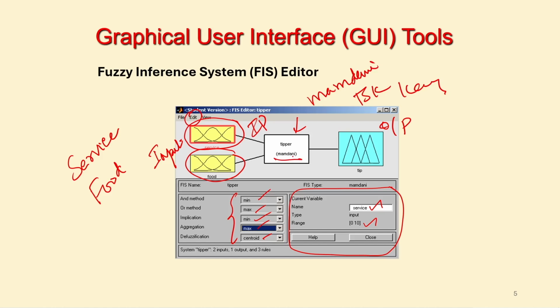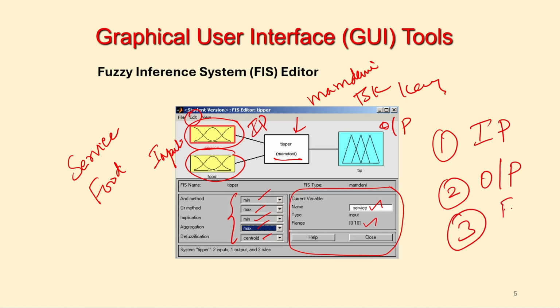So in the Fuzzy editor you can decide input, you can decide output, and you can decide the Fuzzy engine, and in addition to that you can decide these things also. So this is what the Fuzzy inference system editor is all about when you are using the graphical user interface, right.